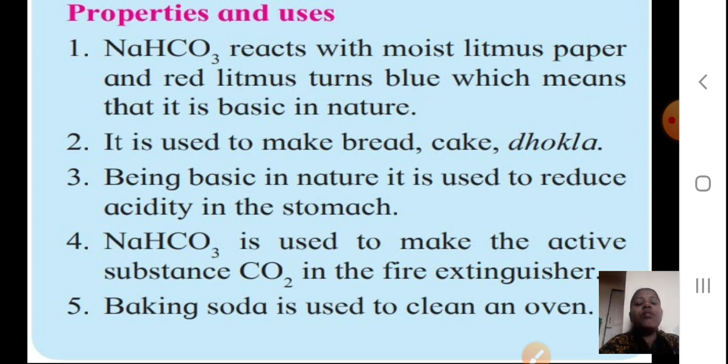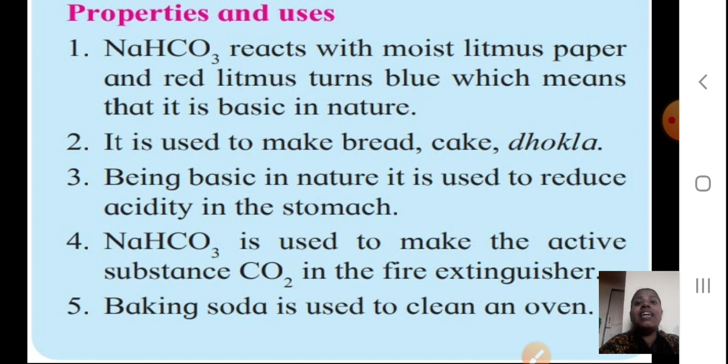If you have acidity problems and you are taking some medicines, you will see that some of the constituents will be sodium bicarbonate. As it is basic in nature, it will be helpful to reduce the acidity of our stomach.